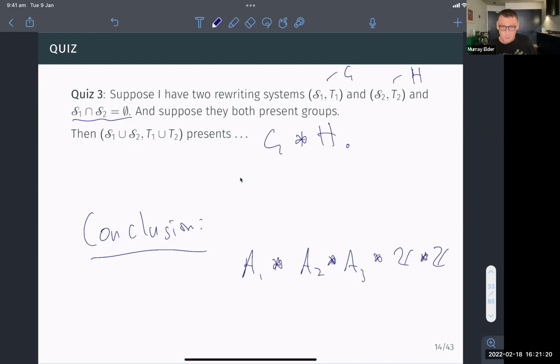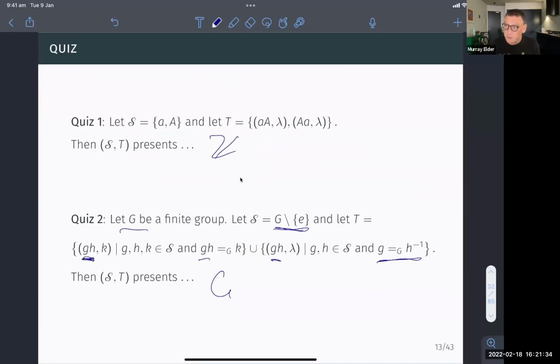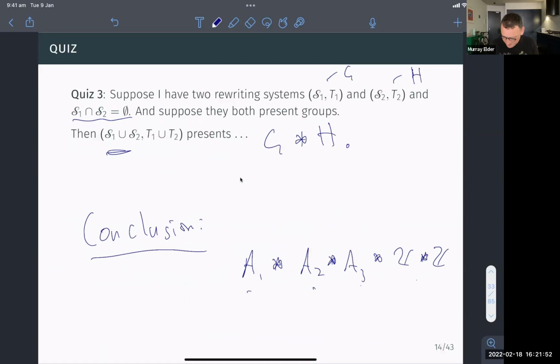So every plane group, because that's a plane group, is presented by a rewriting system that's obtained by just gluing together the individual rewriting systems. And we have a few extra special properties: all of the rewriting rules are length reducing. So this is 2 goes to 1, 2 goes to 0, 2 goes to 0. So they're length reducing and a few other nice properties as well. Okay, so that's the point of those quizzes.